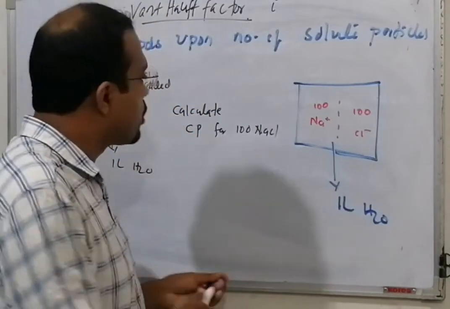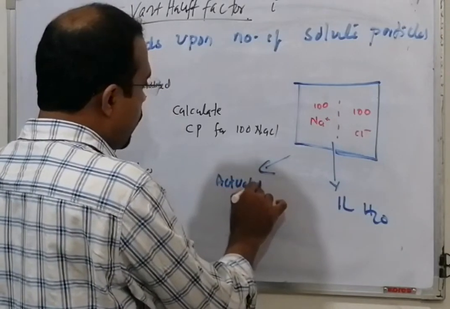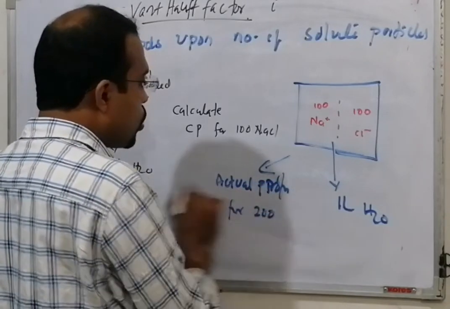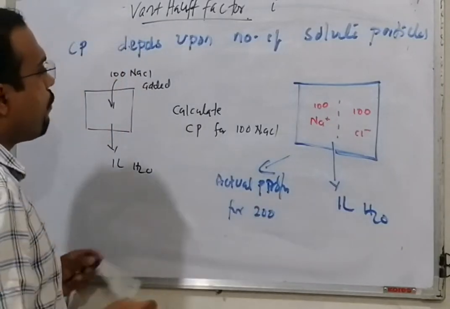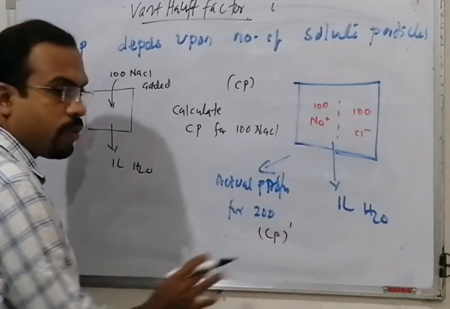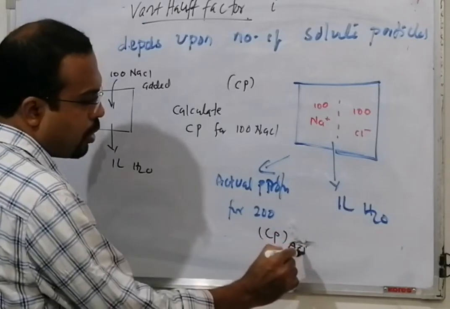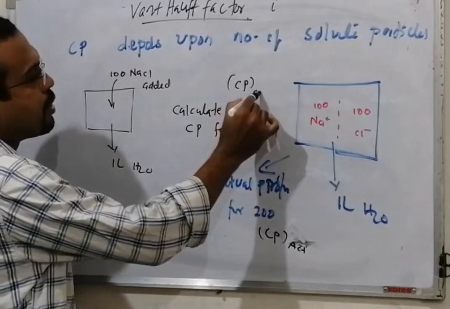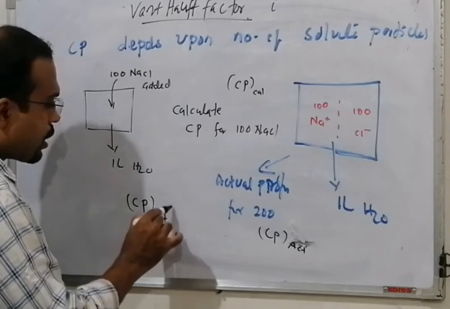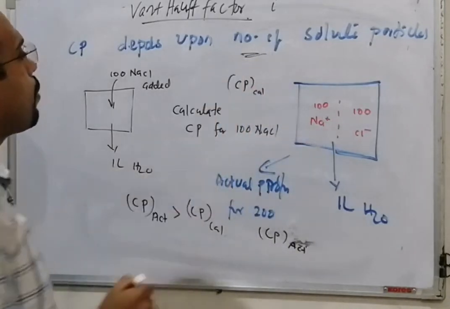Therefore the actual colligative property is for 200 particles. Therefore the value I got here, Cp calculated, and the actual value, Cp actual, are different. Which is higher? Cp actual is greater than Cp calculated, because it only depends upon the number of particles.